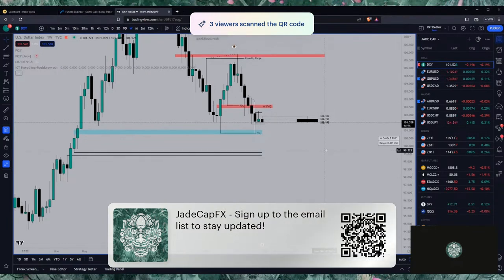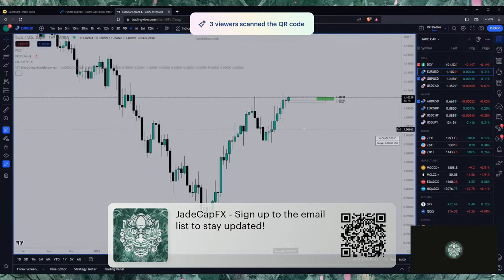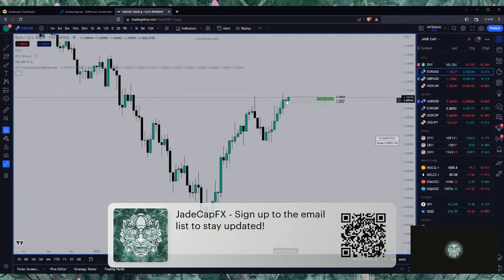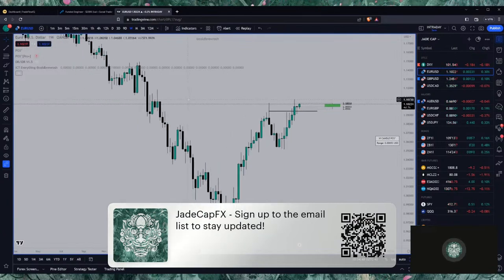So that's my analysis on the dollar. Let's hop over to the euro, right? I really like this weekly close from last week, and we've pressed above the 50% range of this week's wick, this consequent encroachment in here. So if we can get above this high back in here, then we're going to target back here, right? 1.11, 1.12-ish. So that's kind of what I'm expecting.